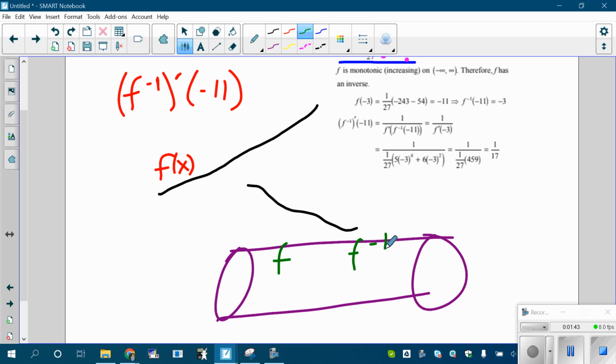For the inverse, the x value they're talking about is negative 11, which means on the original, the y value they're talking about is negative 11. I need to find the x value on the original that goes with the y value of negative 11. I'm going to do that on my calculator.